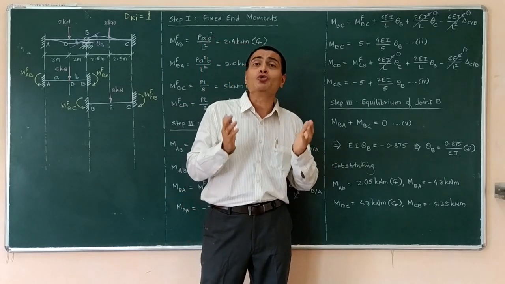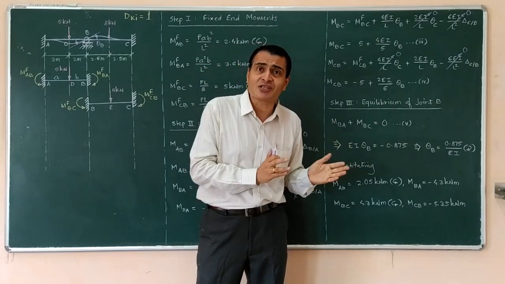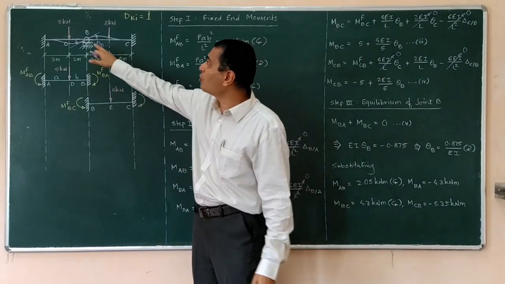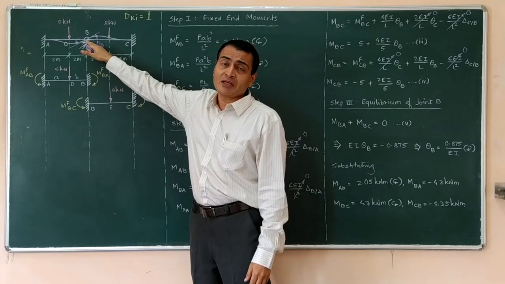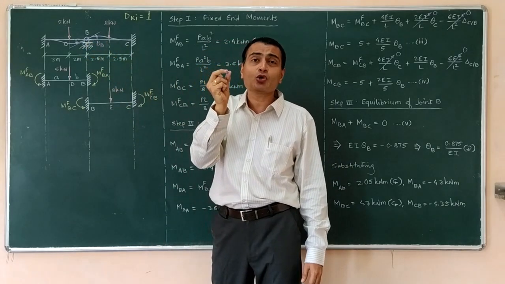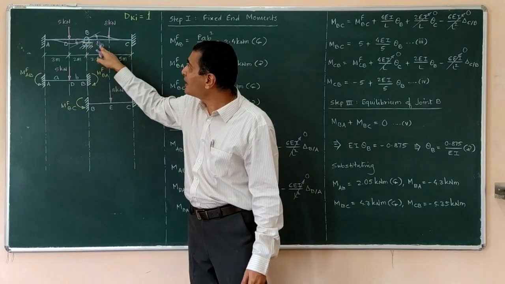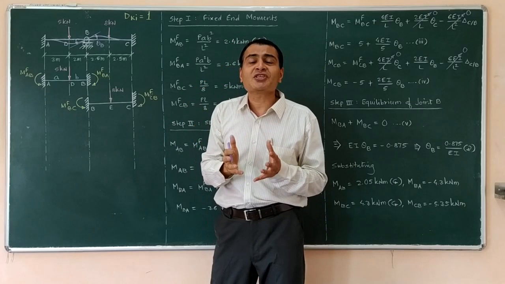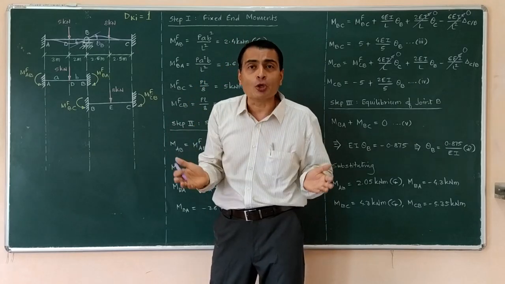That means I do require one more equation to solve this or to analyze this, and that equation will come from equilibrium of support B or joint B. If you imagine FBD of joint B, it is going to show M of BA, M of BC, and for its equilibrium it is necessary that the sum of moments about B point should be 0.